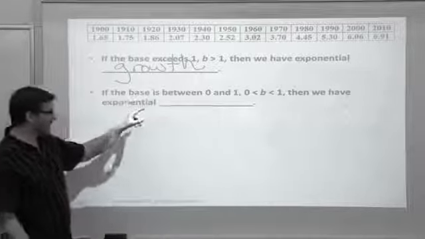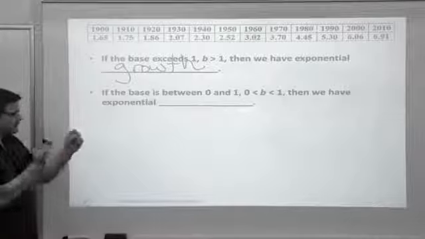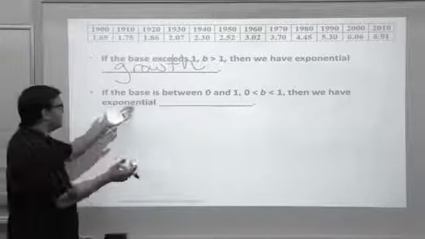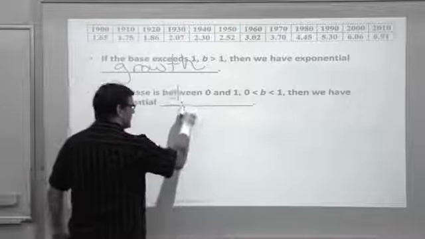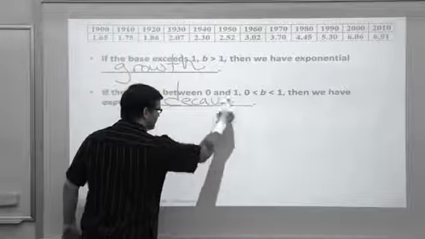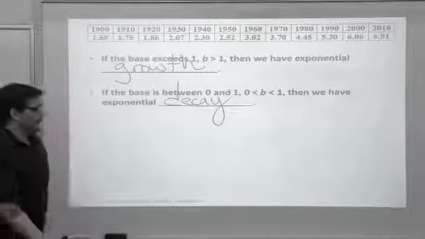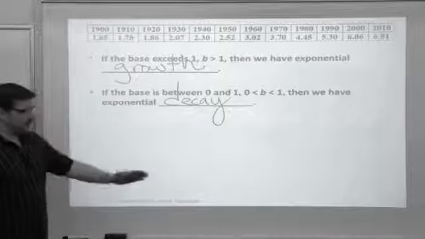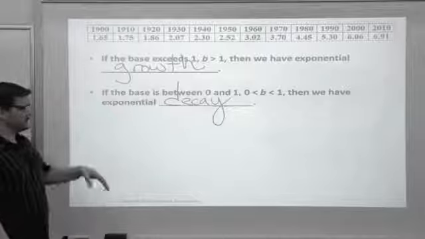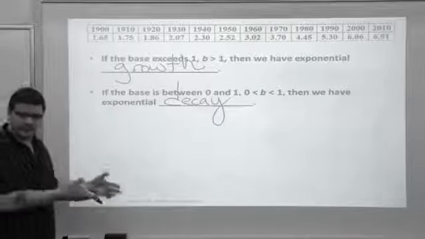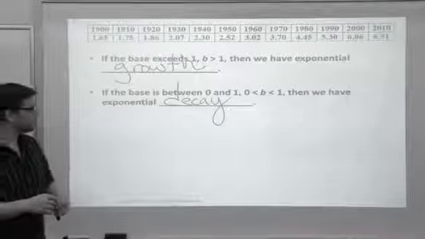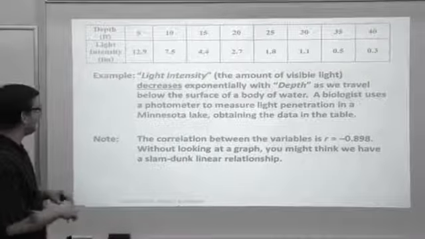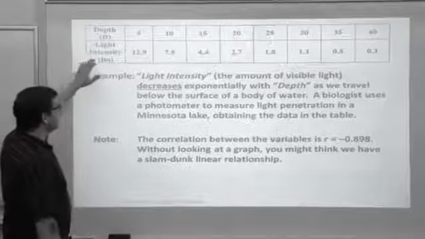If that base b, remember it can't be negative, is squeezed in between 0 and 1, which is like a fraction, then we'll have what's called exponential decay. Exponential decay means as you move forward in time, things are decreasing, but at a decreasing rate. They're sort of slowing down as you move forward. I do believe I have an example of that, and then we'll practice in the next video.